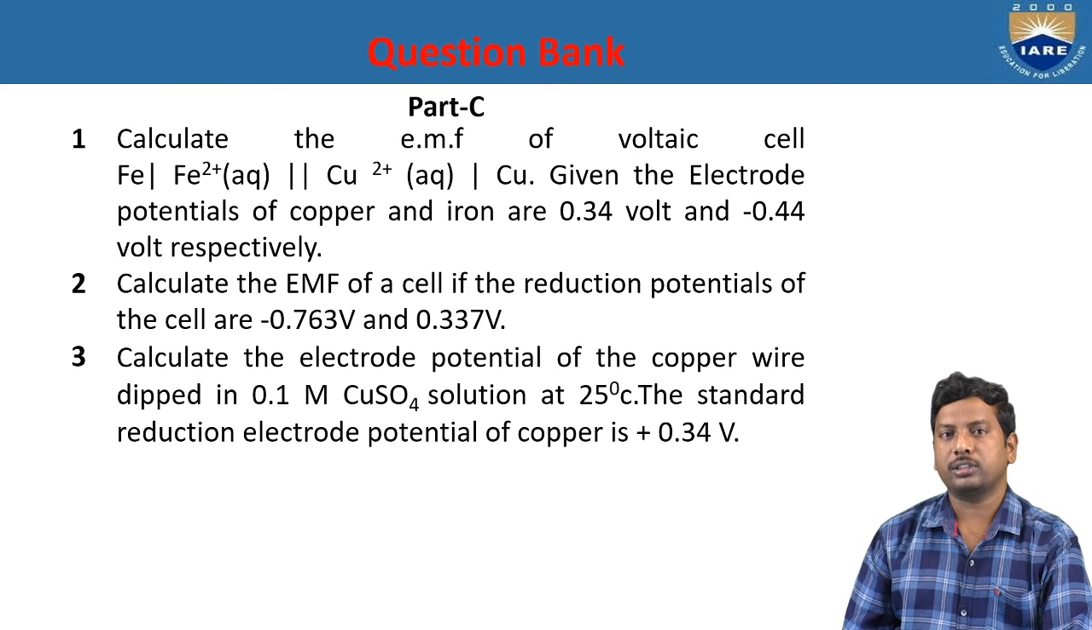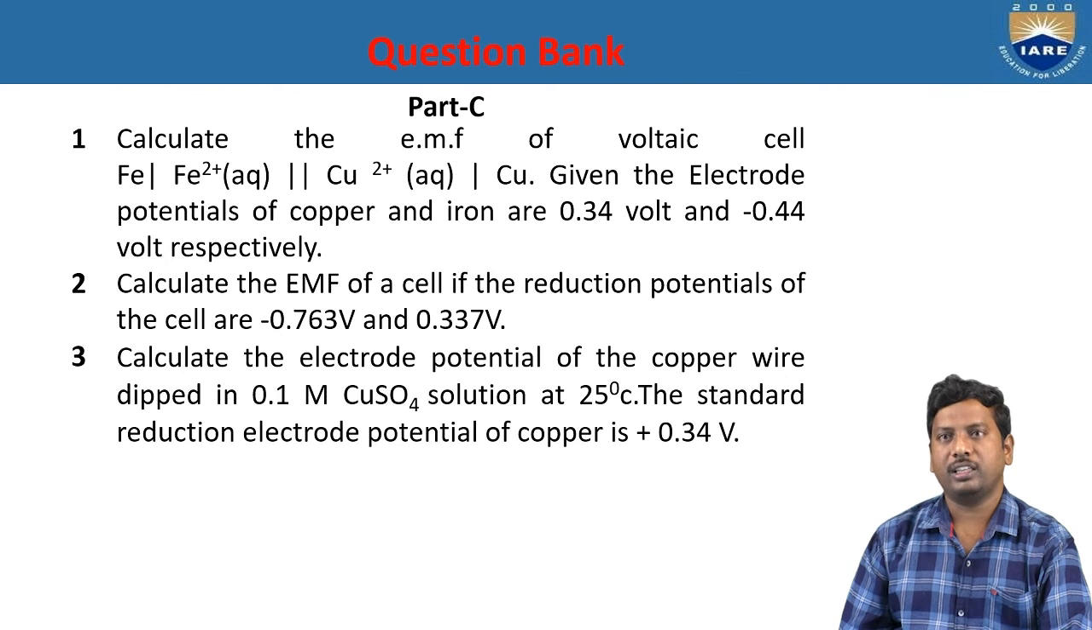So these are the questions coming from part C, critical thinking and problem solving questions. That means calculate the EMF of a voltaic cell. The cell is nothing but iron in an iron(II) aqueous solution and copper in a copper(II) aqueous solution, when both are separated by a salt bridge. Given the electrode potentials of copper and iron are 0.34 volts and minus 0.44 volts respectively.